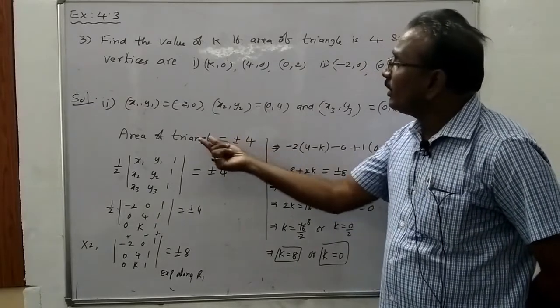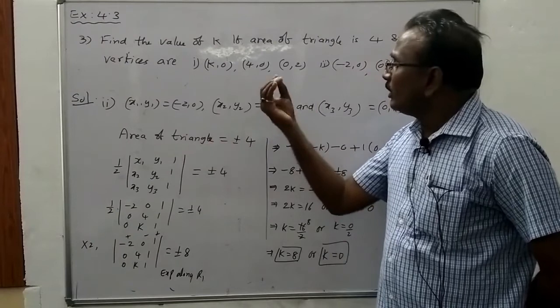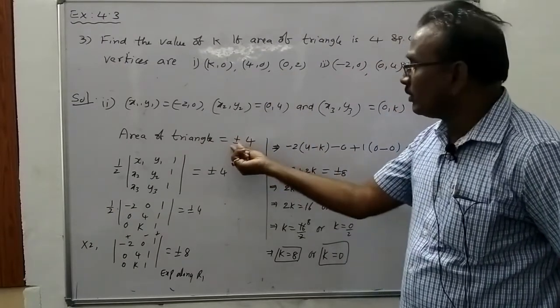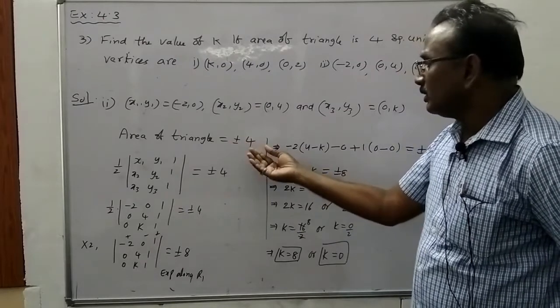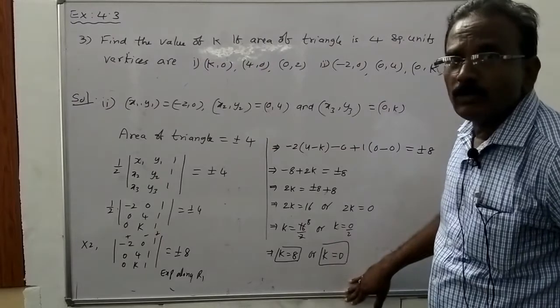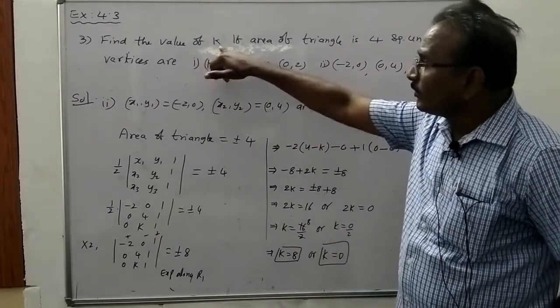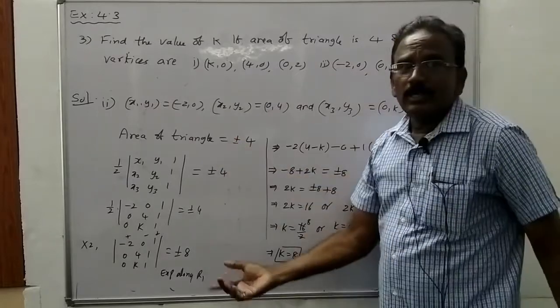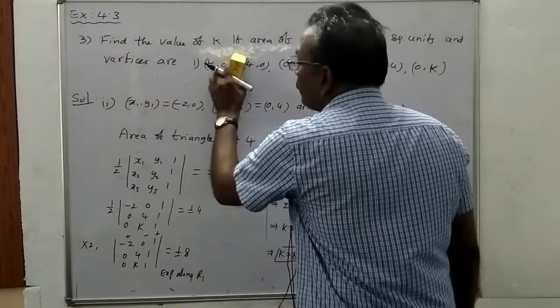Whenever the area of a triangle is given, we can take plus or minus in the RHS, plus or minus the area of the triangle, because if we take only plus, we miss one value of k. To get all the values of k, we can definitely take plus or minus in the RHS. That is very, very important.